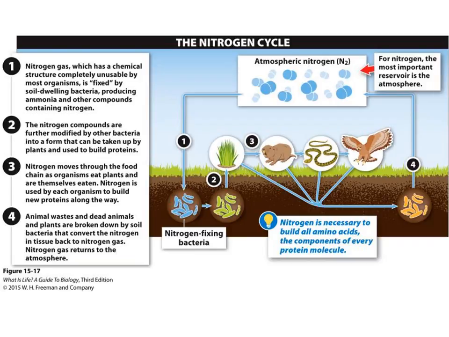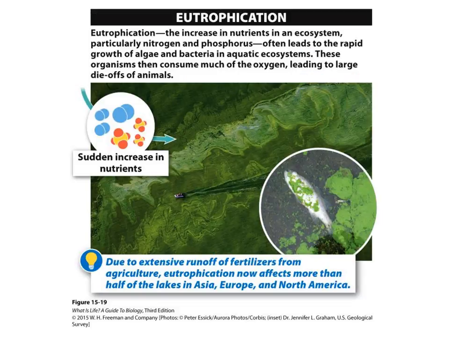And then nitrogen returns to the atmosphere when animal wastes and dead animals are broken down by other bacteria in the soil that convert the nitrogen compounds in those tissues back to nitrogen gas. So that's how it cycles around. So bacteria in the soil are very important for the nitrogen cycle, but not necessarily the carbon cycle.